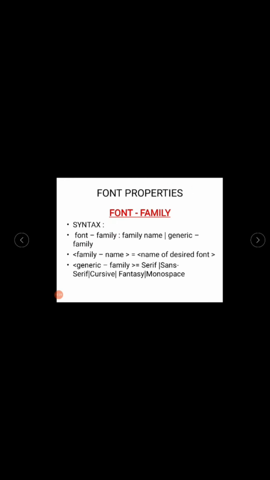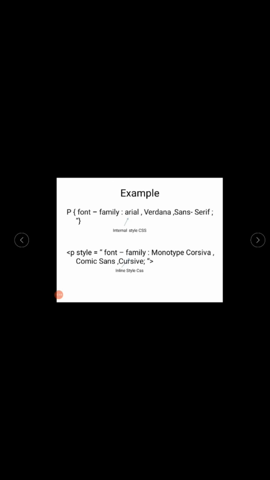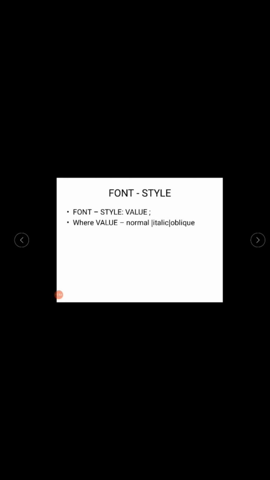Okay, so now the second one is font properties. Font family has a font name and a generic name. Font name is the name of the desired font, and the generic name is like serif, sans-serif, monospace, and so on. The example is font-family Arial. If you want to use an internal style sheet, you write it like this. If you want to use inline, you write p style font-family monotype cursive like this.